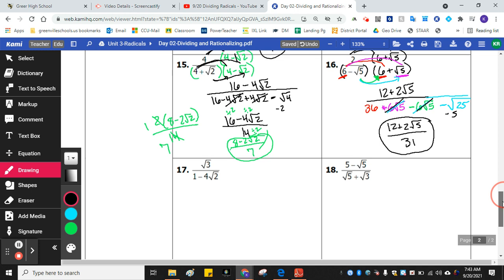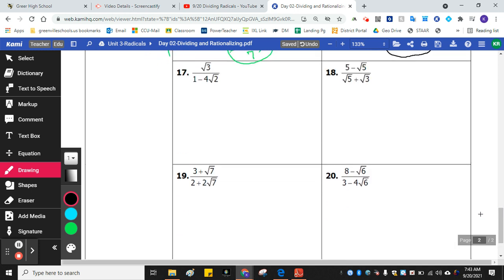Pause it if you need time copying it down. I'm going to keep going. Got 4 more of these.